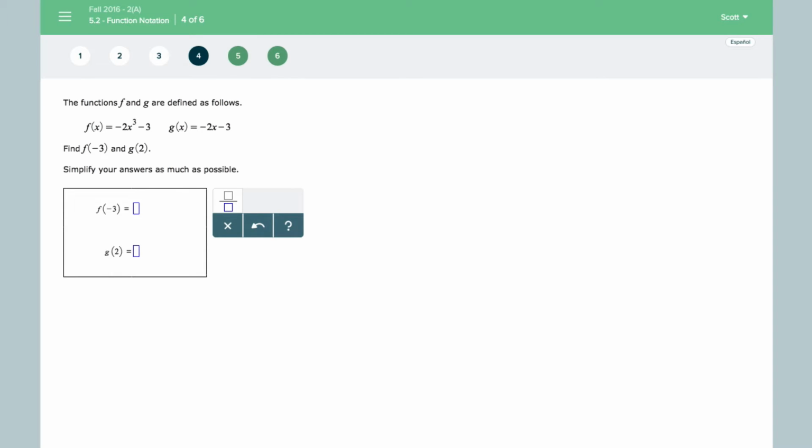Okay, same thing here. In the f function, replace x with a negative 3. So we're going to take the x and replace it with negative 3. So that gives me negative 2 parentheses where the x is. And what's the x? The x is negative 3. And then I just continue writing the rest of the problem.